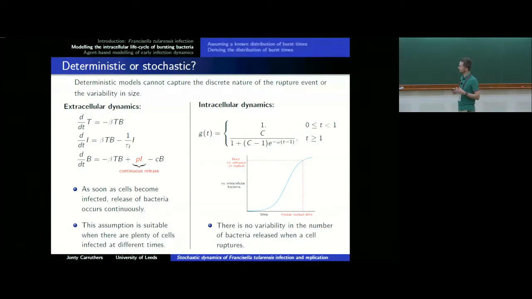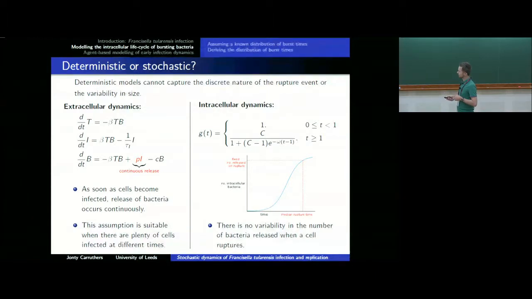But that doesn't really make sense for Francisella because it's not like a virus that is being continuously released from the cell. What happens is the bacteria will go into the cell, and then there'll be some period of at least 24 hours, and then the cell will rupture or burst, and then you'll get the released bacteria. So it's not this continuous increase of bacteria that you would see here. It's a discrete event where you get no bacteria, and then suddenly you have hundreds.